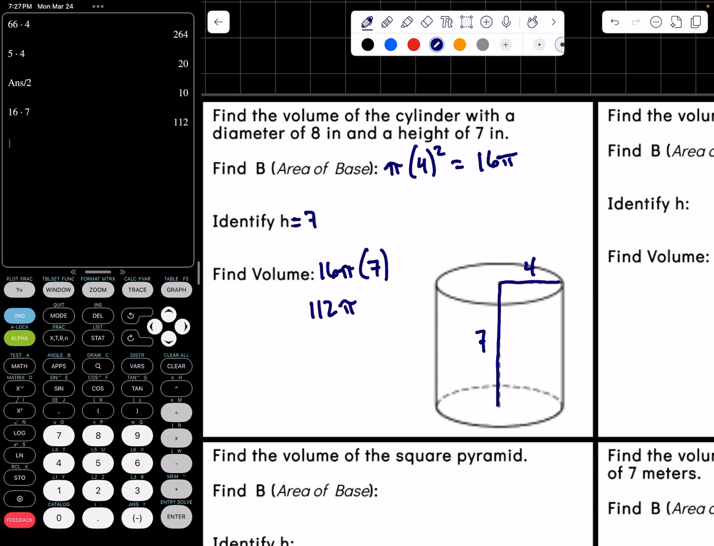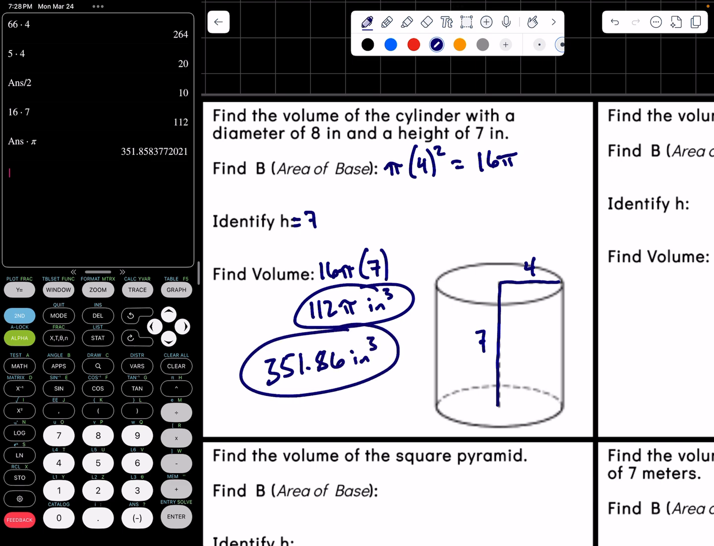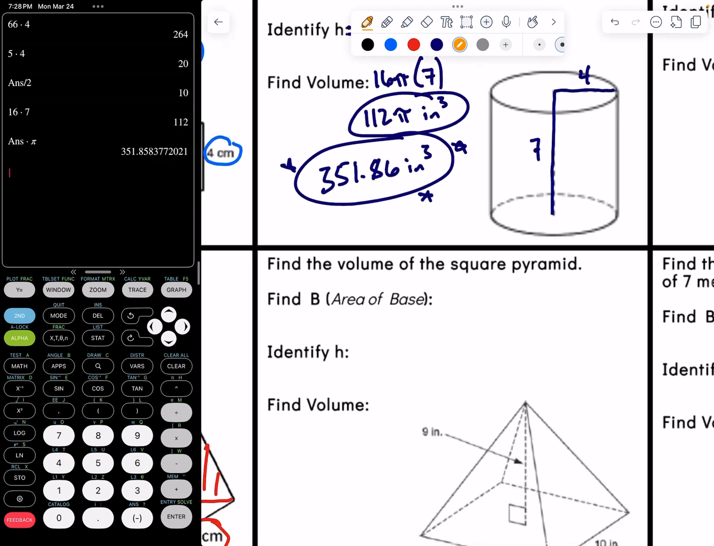And I could leave this as my answer, 112 pi inches cubed. But I can also multiply it by pi to give me 351.86 inches cubed. Both of those would be acceptable. The one on the bottom is probably the one you're going to see more often. However, the 112 pi is the most precise version.